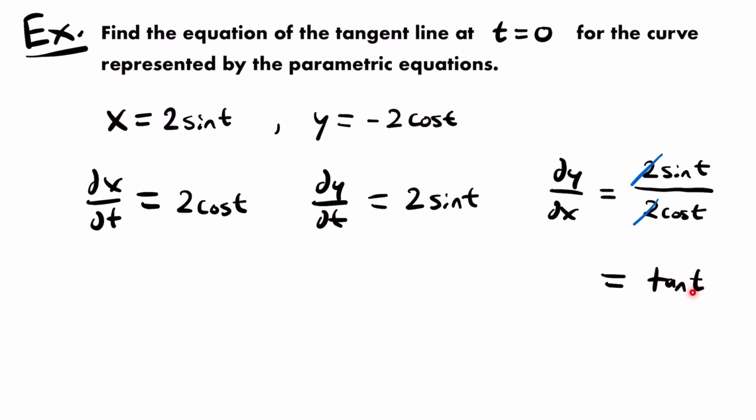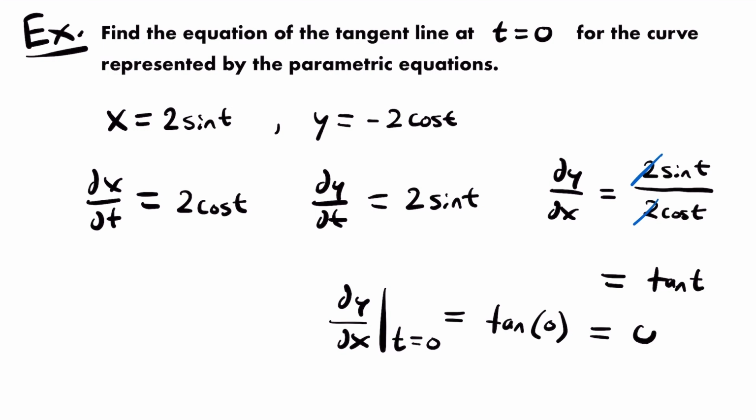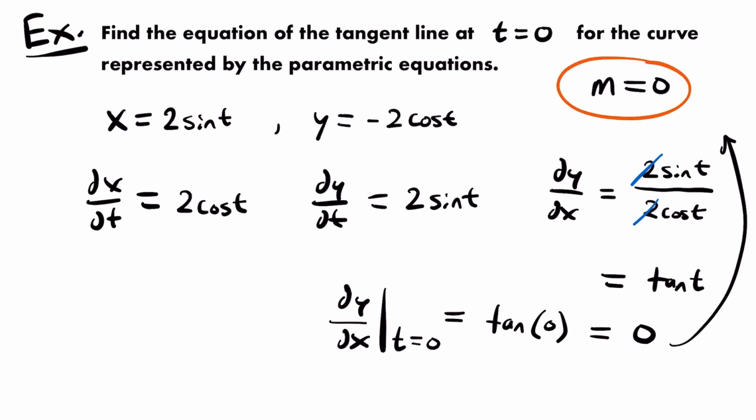Now what we want to do is use that derivative to find the slope at this value of t. And all we have to do is plug that value of t into that derivative. And so, if we take our derivative, dy/dx, and evaluate it at the value of t equals 0, we will find that that is equal to tangent of 0. We just replace this t with 0, and tangent of 0 is just equal to 0. So the slope, m, is equal to 0. That is the first thing that we needed to find in order to find the equation of the tangent line at that value of t for these parametric equations. We needed to find the slope.